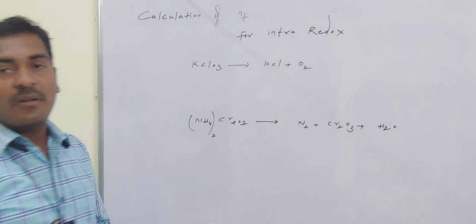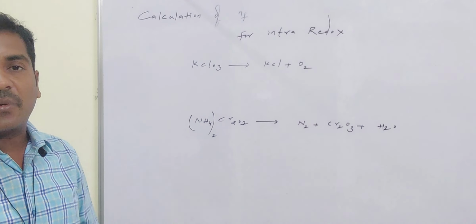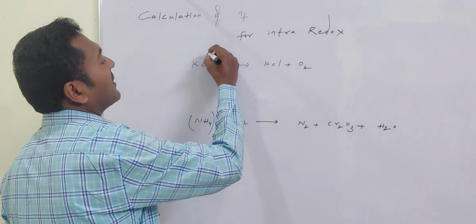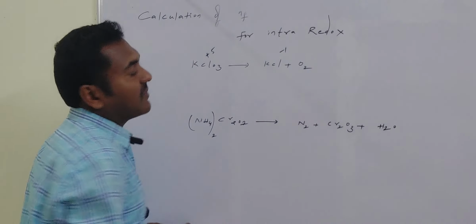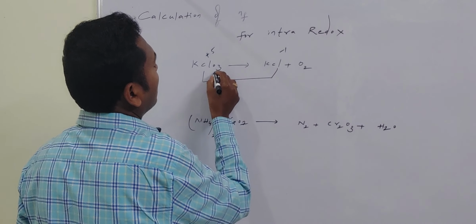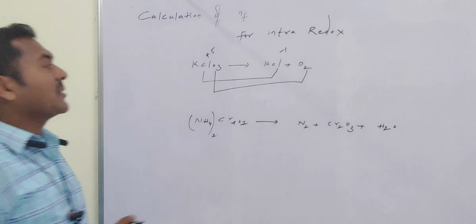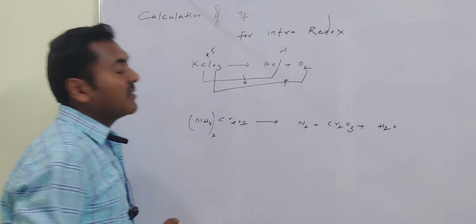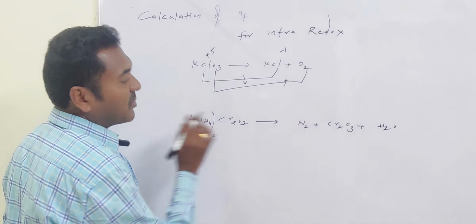Suppose I go for potassium chlorate. This potassium chlorate is converted to potassium chloride followed by what? Oxygen. Here chlorine maintains plus 5 as the oxidation state, whereas here chlorine maintains minus 1 as the oxidation state. From this it is clear that it is undergoing reduction. Whereas oxygen maintains minus 2 and is converted to 0. So this is what? Oxidation, an increment in oxidation number. This is a decrement, that is reduction. This is oxidation.